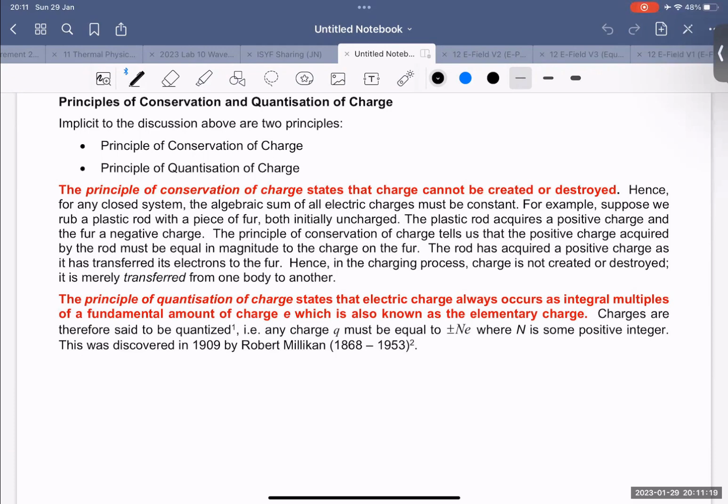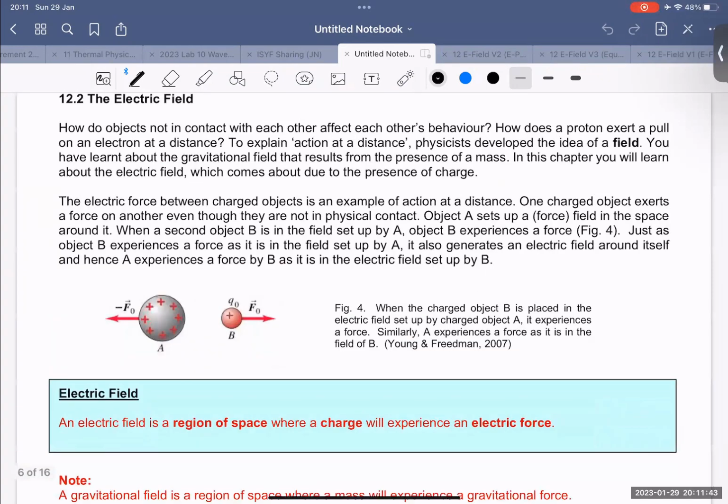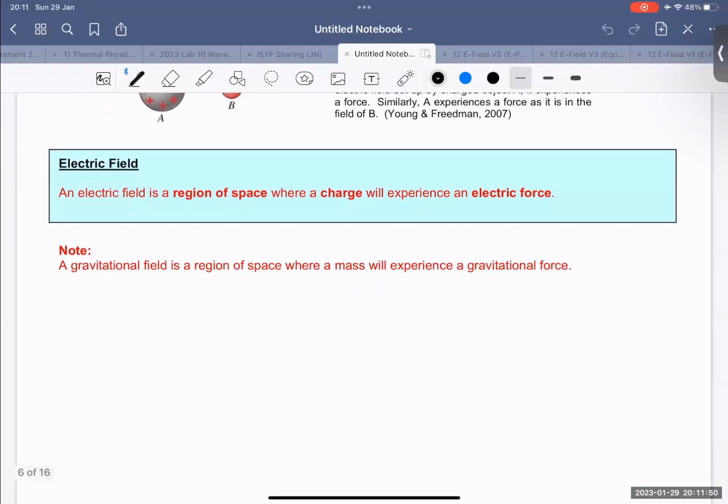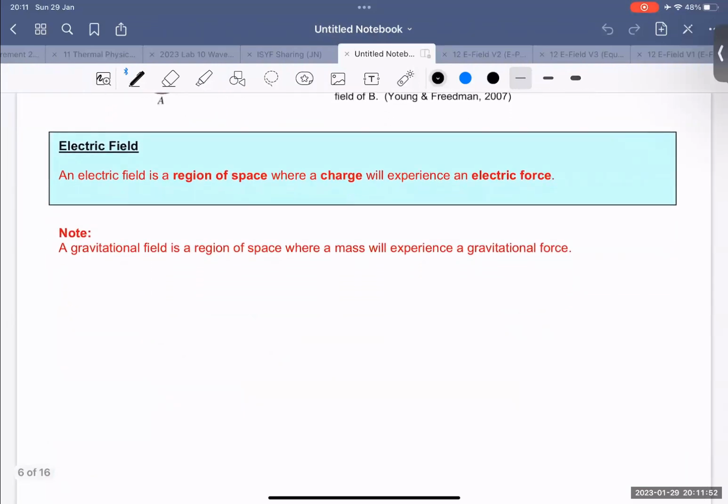So which means that you can have two electrons, their charge is -2E, but you will not have fractional charge, for example, a charge of half E. So that's the meaning of quantization. Everything is in integral multiple of E. The electric field. An electric field is a region of space where a charge will experience an electric force.